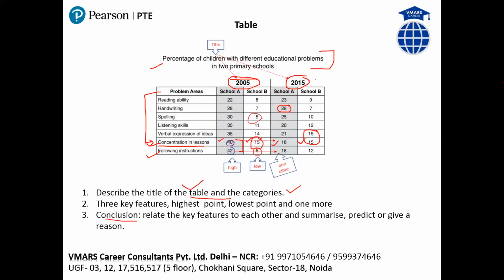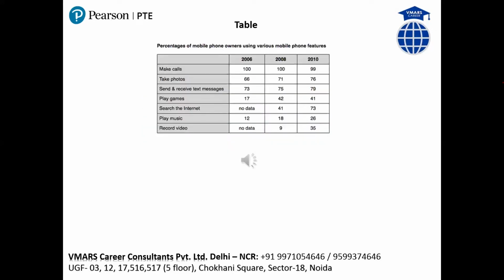Okay, look at the second image now. Percentage of mobile phone users using various mobile features. Let's give all of you some time to go through this table. You can say anything, but what is important is to say something which is high, which is low, explain the topic, and then in conclusion, say what you observe. Okay, so please observe this table first, and then we will discuss it.